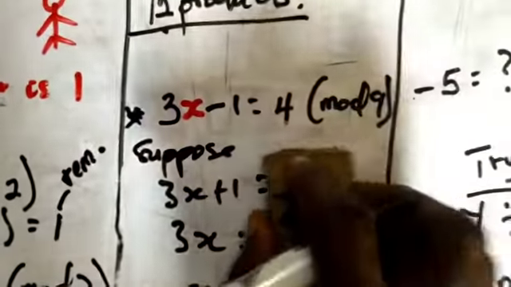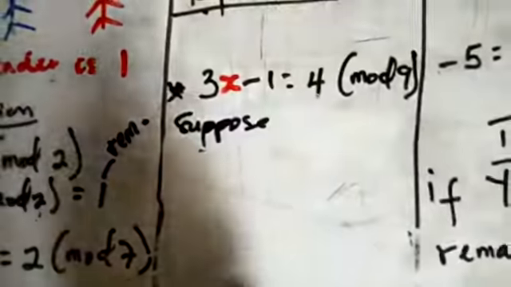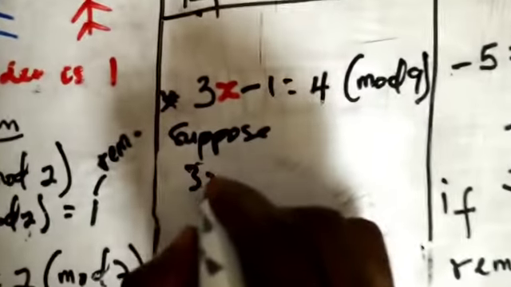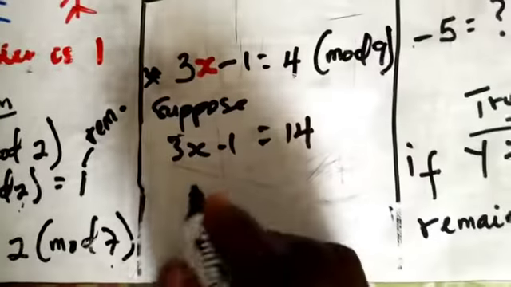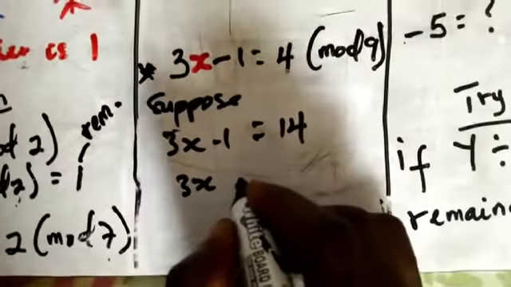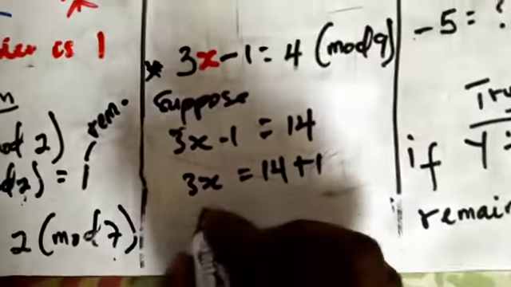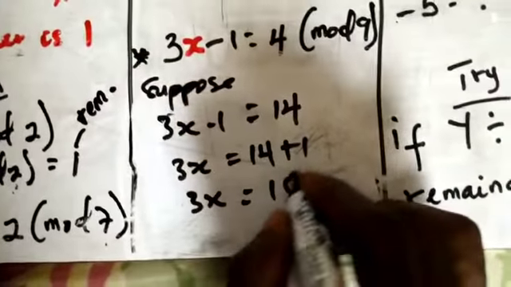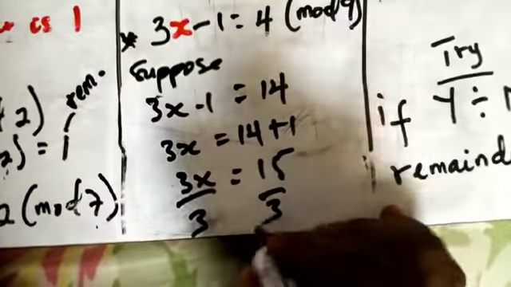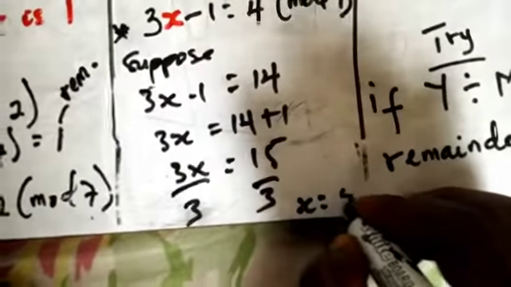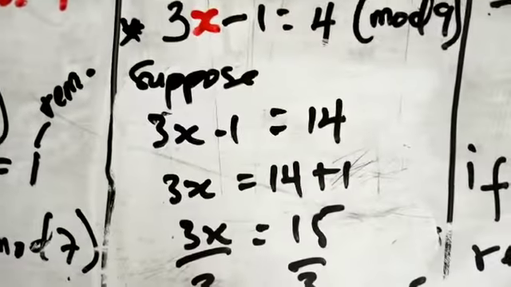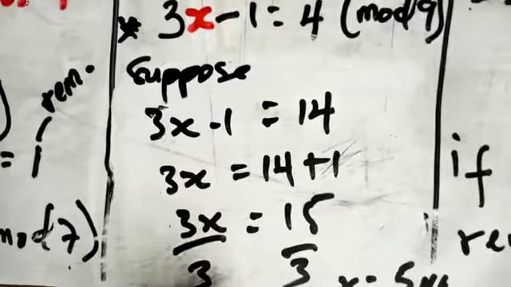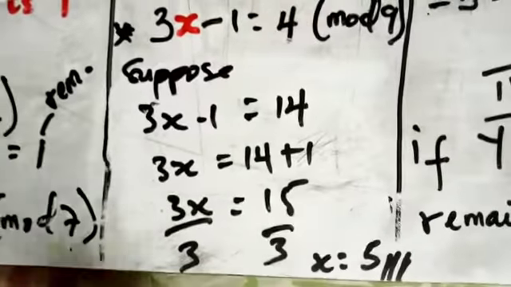So if he has, the assumption still remains the same. Can you see that the assumption remains? So 3s minus 1 is equal to 14. We know that the remainder will be 4 over here, so 3s is equal to 14 plus 1, and then I'm having 3s equal to 15, right? Now divide here by 3, divide here by 3, your x will be equal to 5. That is very simple. So the value of x is 5.